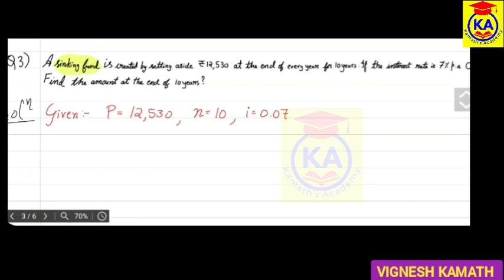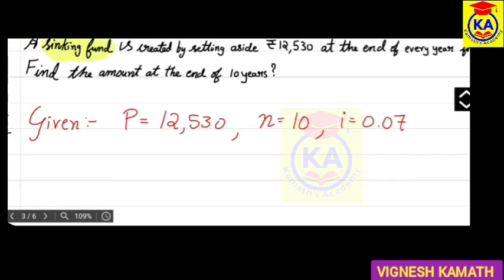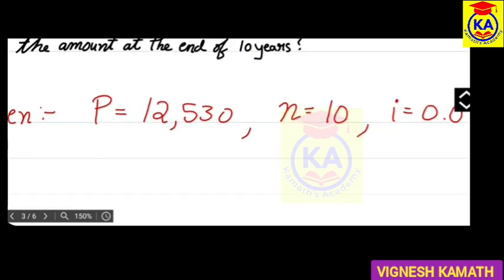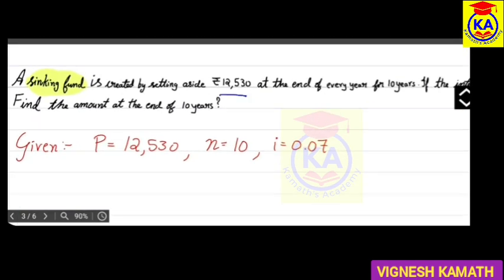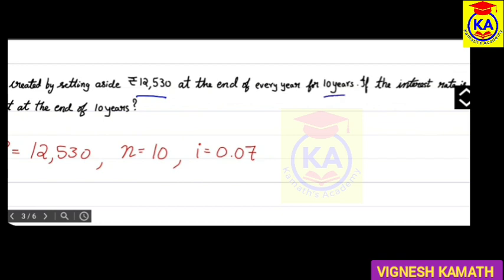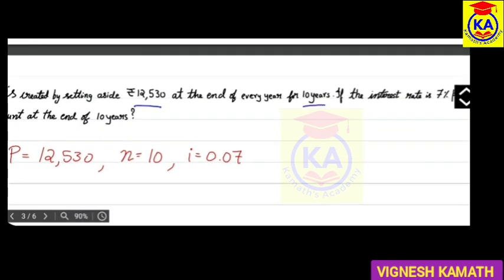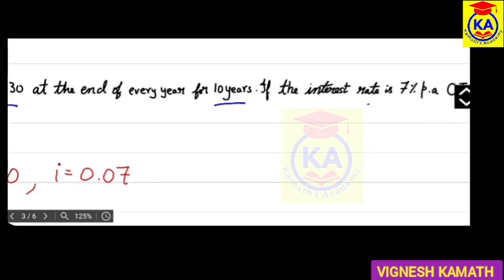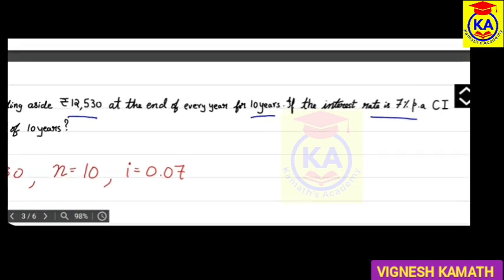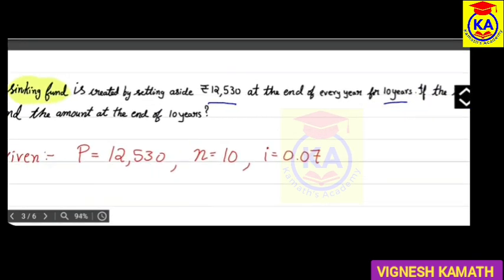Sinking fund is nothing but you have to make an annuity first and later you will get the amount. So what is the amount of annuity? Each installment, that is 12,530. So that is P. Now what is n? 10 years, every year for 10 years. Then what is the interest rate? I is equal to R is equal to 7%, I is equal to 0.07. So these things are given.